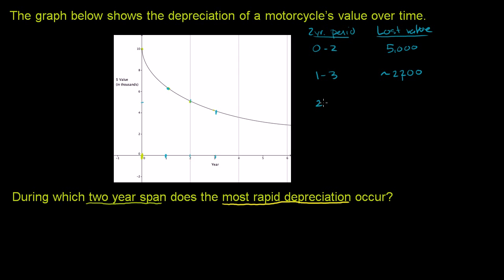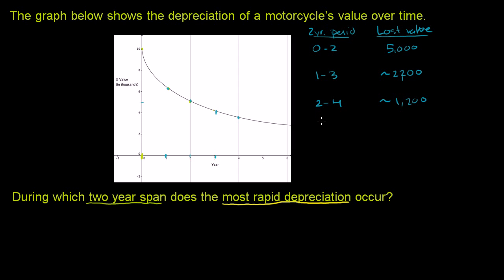And then if we look at the second through the 4th year, we went from about 5,000 to a little under 4,000. I'll give it a little bit more value, so maybe it's like 3,800 right there. So maybe on the order of $1,200 lost.